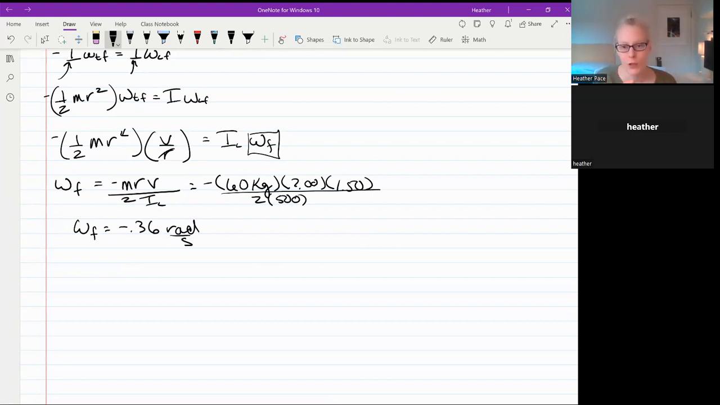Now it's asking for a direction. So negative 0.36 radians per second actually is giving you a direction, because originally we started moving counterclockwise. We are going to say now we're moving counterclockwise. So we can say negative, or we can say 0.36 radians per second counterclockwise.